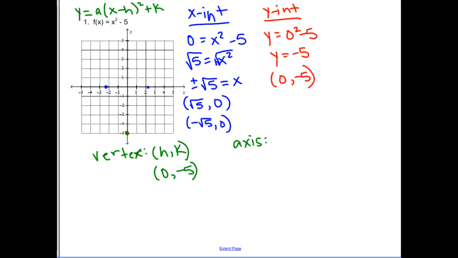Next, we're going to find the axis of symmetry. The axis of symmetry is the line of symmetry that goes through the middle of the parabola. It's always going to be the x-coordinate of your vertex. So the axis of symmetry in this case is x equals 0. And again, the 0 is the x-coordinate of the vertex.